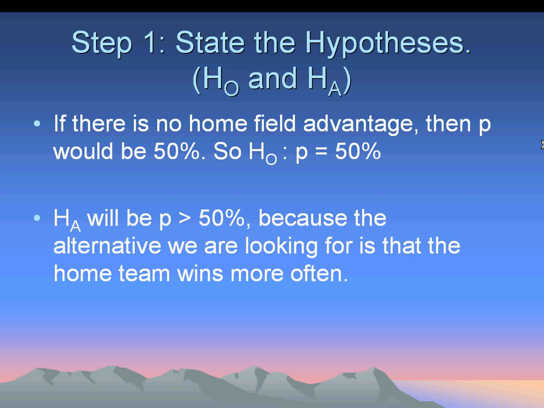Okay, here's our first step. We're going to state the hypotheses, H-naught, the null, and H-A, the alternate. If there's no home field advantage, then p would be about 50%, so our null hypothesis H-naught is that p equals 50%. Our alternate is that we think it's a little bit higher than that, meaning that there is a home field advantage, so our alternate would be that p is greater than 50%.